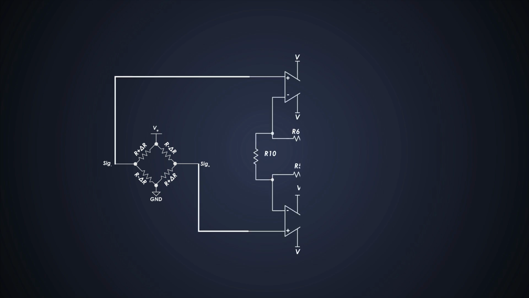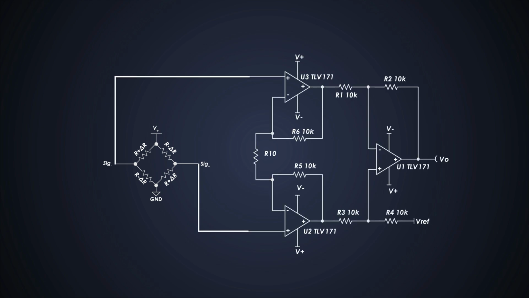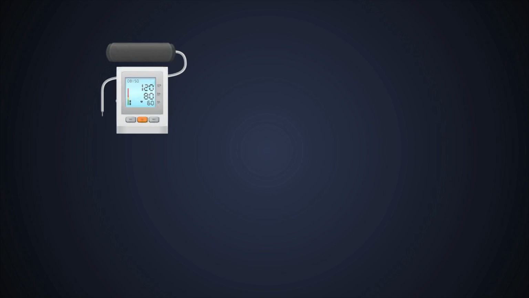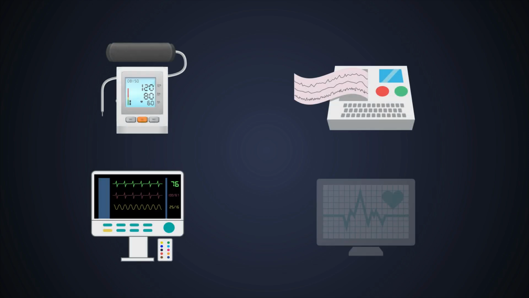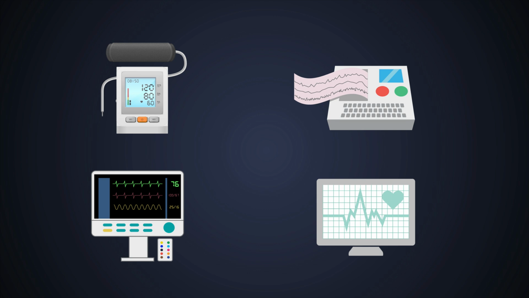We can use this type of amplifier using a Wheatstone bridge resistor network like this. This type of circuit is very useful where there is a small signal and the environment is too noisy, but the signal needs to be very accurately measured, such as medical instruments like blood pressure sensors, ECG or EKG machines, and heart rate monitors. These things need a precise measurement.